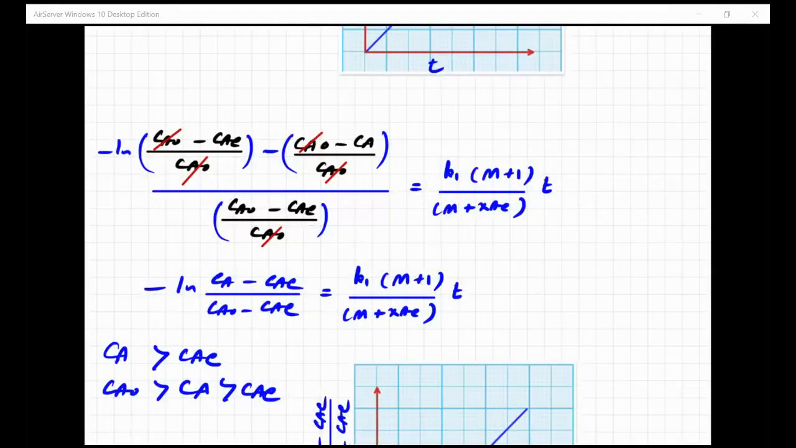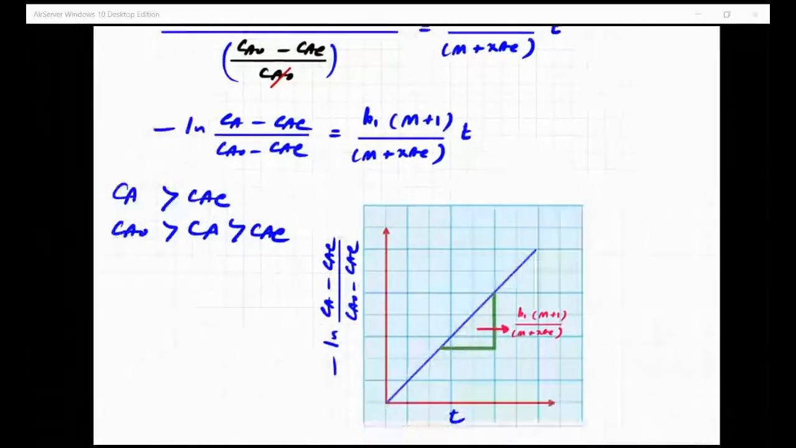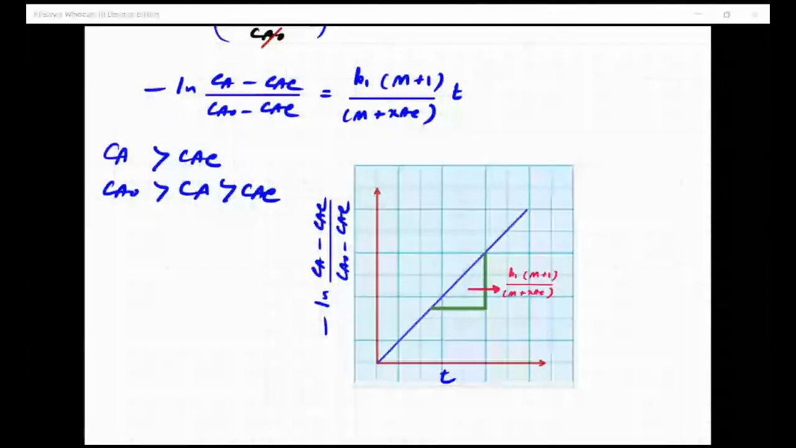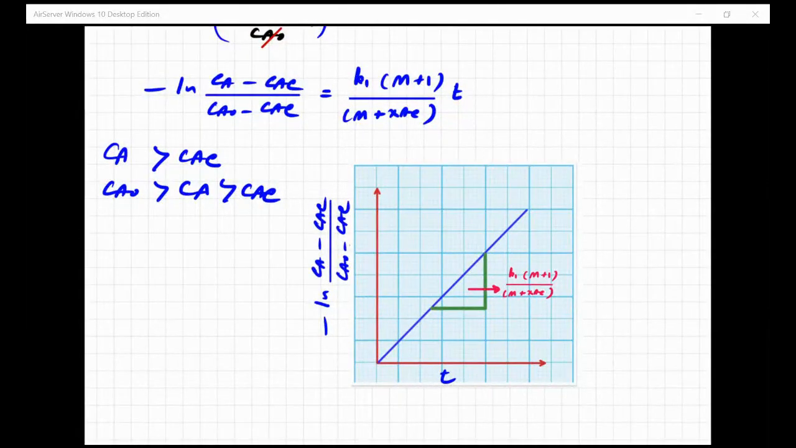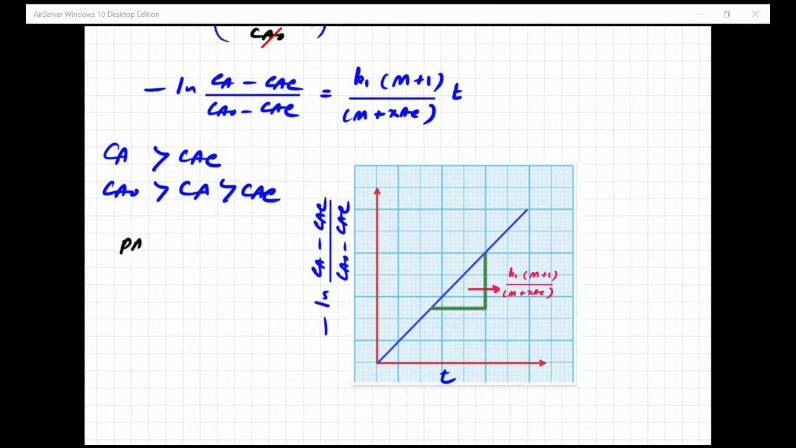Note that I stopped here last time, and this is our final equation in terms of concentration. Just be aware that you can also use it in terms of pressure if you have a gas phase and you have pressure in your data. So you can say CA is equal to PA over RT, right? You can also use it for CA naught.